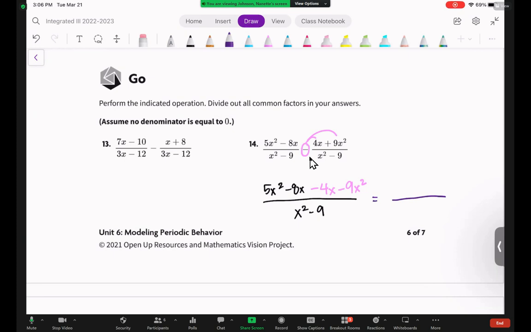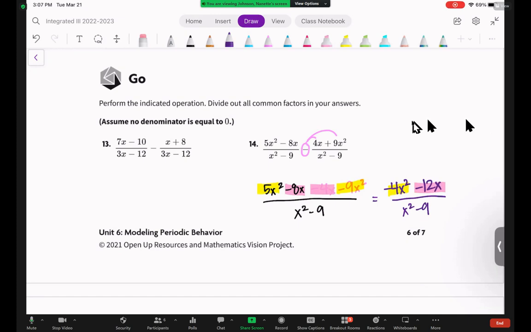So my denominator stays the same. And then I add like terms. So what's 5x squared minus 9x squared? That's going to be negative 4x squared. And then what's negative 8x minus 4x? Oh, that didn't show up. That's okay, you can kind of see it. So negative 8x minus 4x is going to be negative 12x. So then it goes negative 12x.